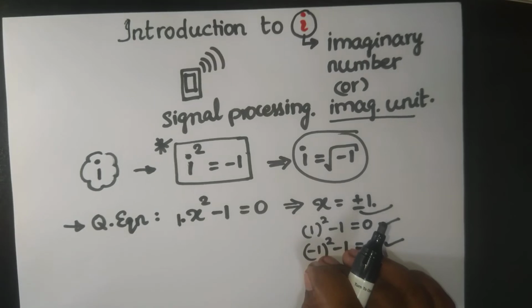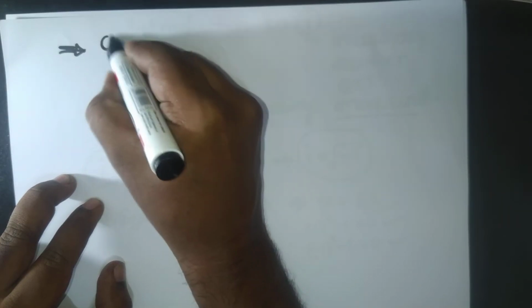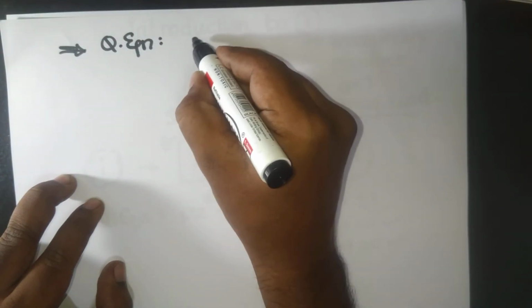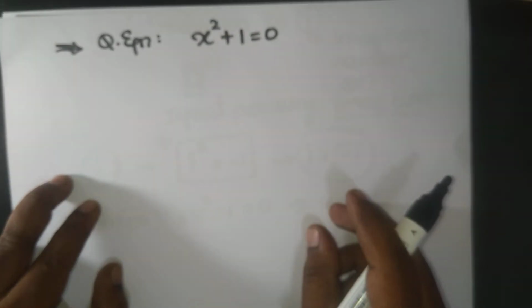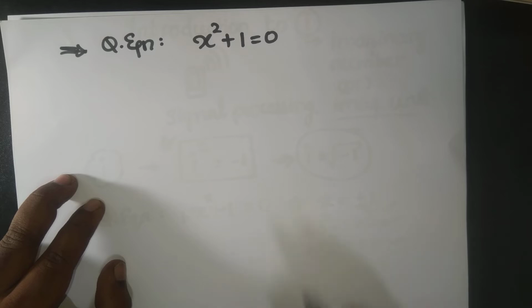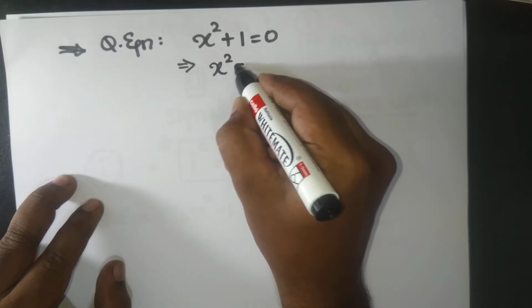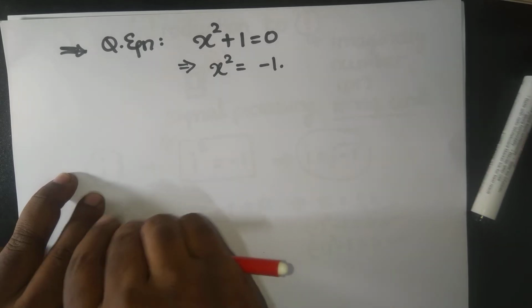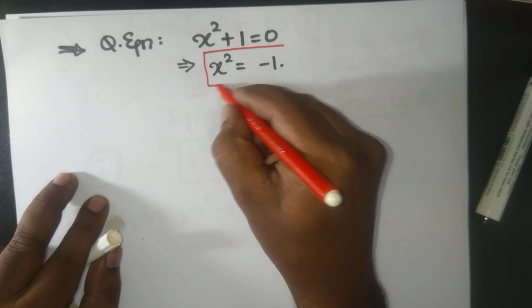What if you take another quadratic equation? Let me go for another quadratic equation, say x square plus 1 equal to 0. Just replace -1 by positive 1 and see what's going to happen now. In our previous quadratic equation, now x square is equal to -1. Now you tell me, choose any value for x whose square must be -1.